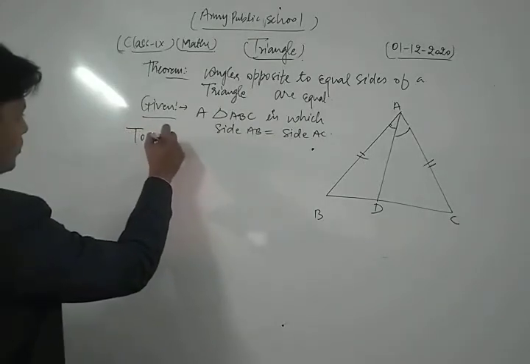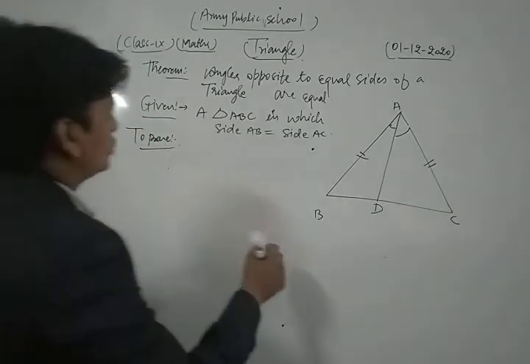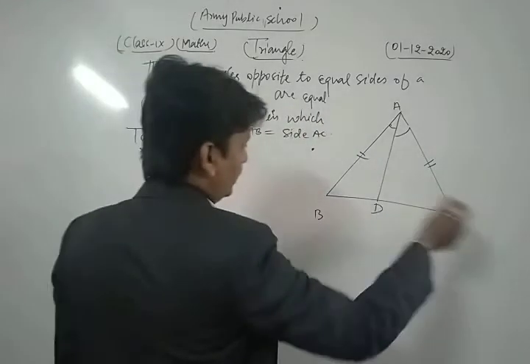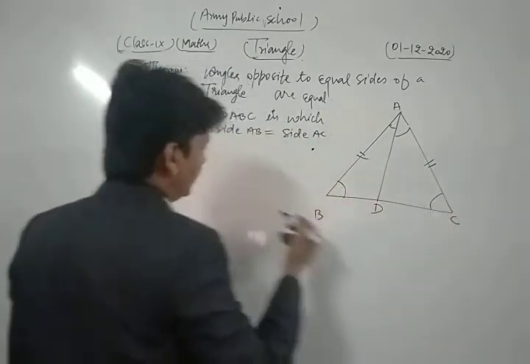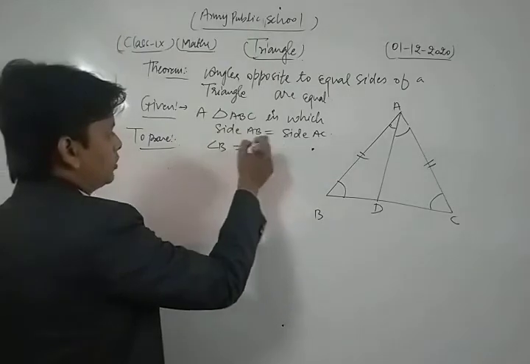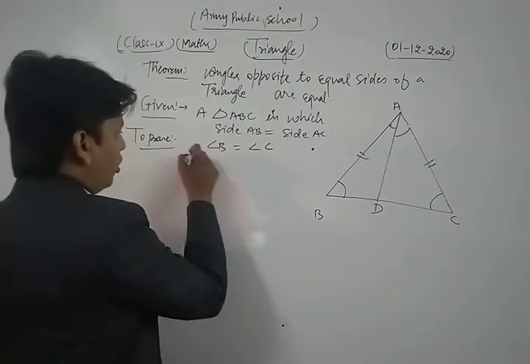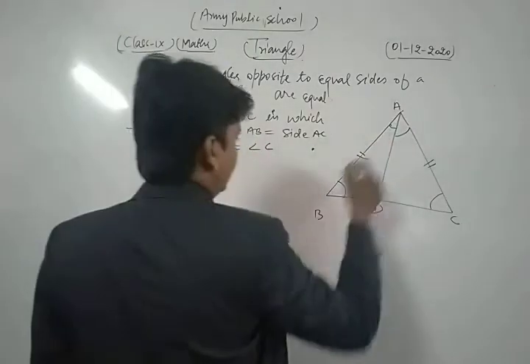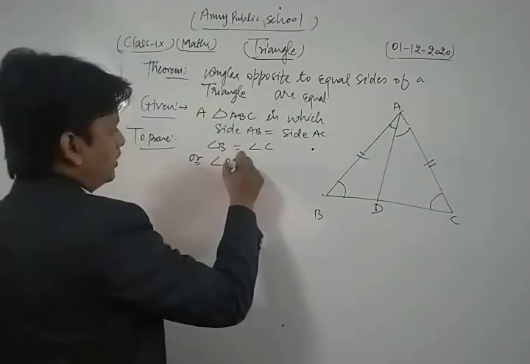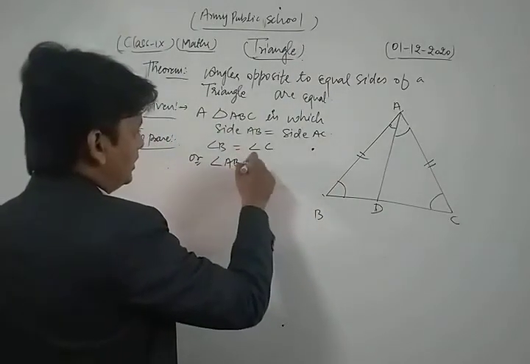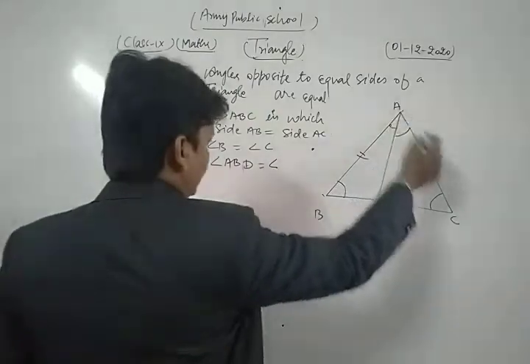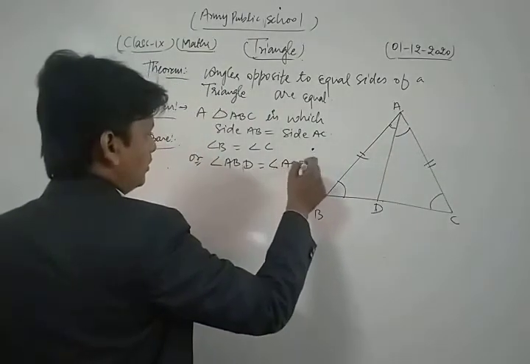Now we write what to prove. We have to show that angles opposite to equal sides are equal, meaning angle B is equal to angle C. We have to show that angle B is equal to angle C. Or we can write angle ABD is the same as angle ACD.